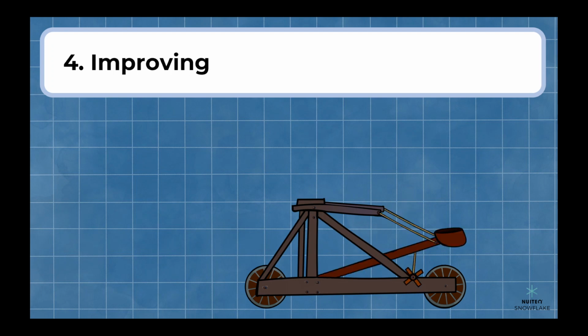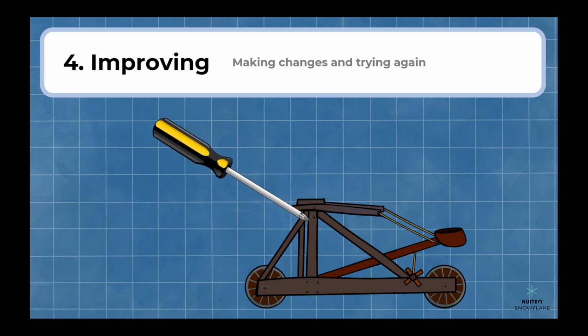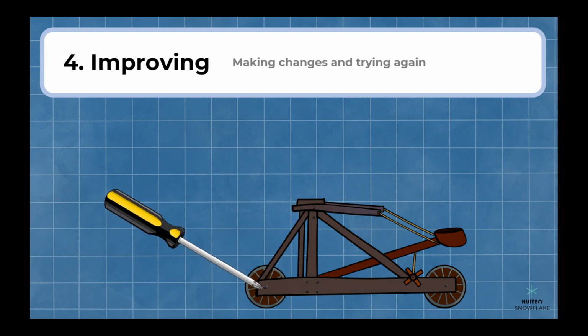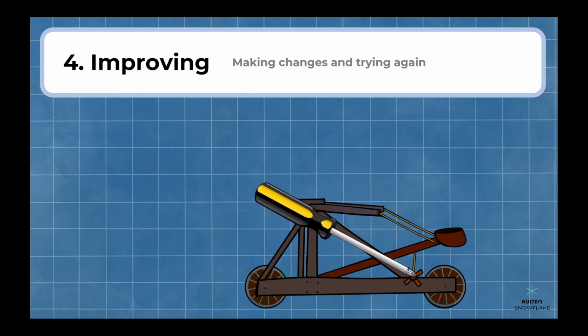After testing, we'll probably find that our catapult needs some improvements. Maybe it's not launching the ball as far as we wanted, or it's not very accurate. This is where we can make changes, and try again. We might adjust the tension on the rubber bands, or change the angle of the launch pad.